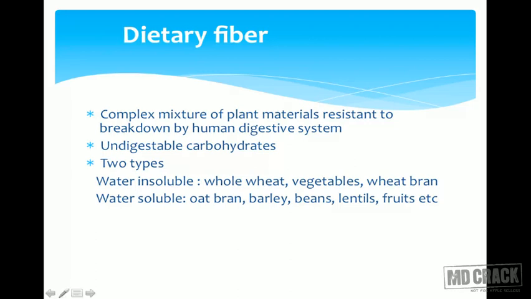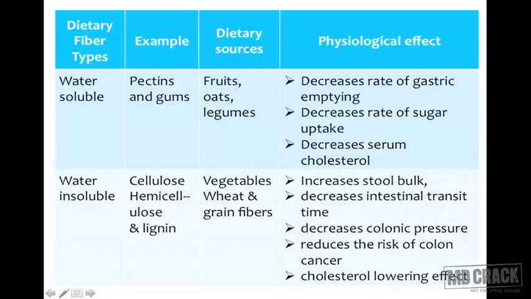And remember, there are two types, water insoluble and water soluble. Water insoluble is present in different food items like whole wheat, vegetables, wheat bran, etc. Whereas water soluble dietary fibers are present in oat bran, barley, beans, lentils, fruits, in so many compounds. Let us understand the importance of their physiological effects because of their water solubility or insolubility. Now, pectins and gums are examples of water soluble dietary fibers. Where are they? Fruits, oats, legumes.